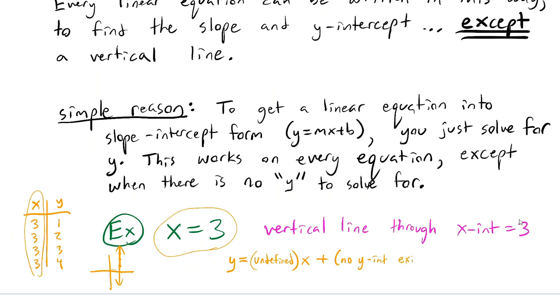How do you write that in y equals mx plus b? The slope is undefined, and there isn't even a y-intercept. So the only exception to y equals mx plus b is that vertical line. And that's a separate thing that you just know is always x equals number. Period. That's it. That's the only exception.